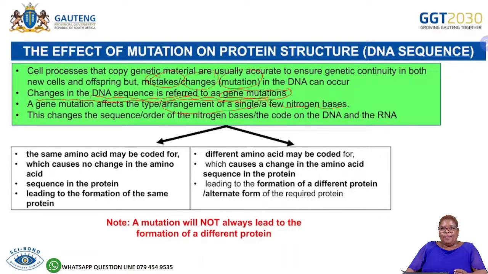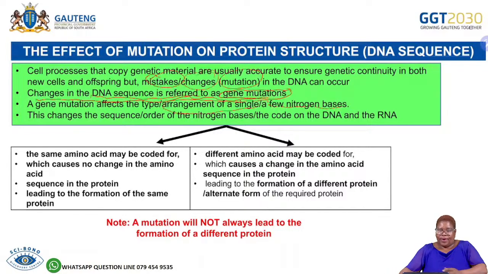Now, what is going to happen? Just a quick recap again: because we're talking about changes in the DNA sequence, we're talking about the nitrogenous bases. Also, because we're talking about protein synthesis, we're looking at how proteins are made. For a quick recap, we know that a group of amino acids bonded together by peptide bonds form what?